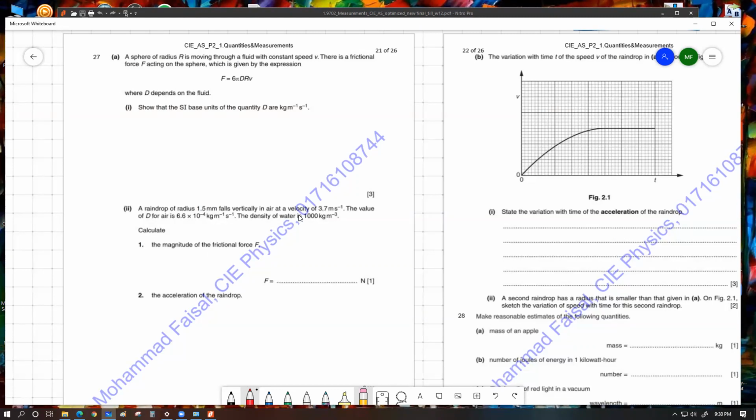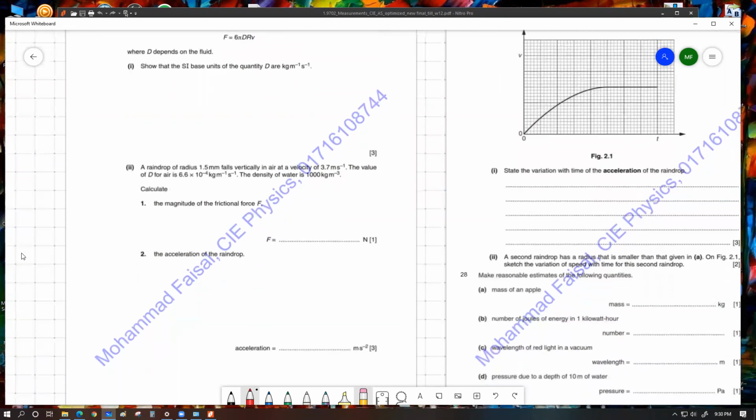Acha. So we are given all the different values. We are given the R, we are given the D, we are given the V, 6 pi is a constant. You just place all the numbers in a calculator and write that answer over here. You don't have to show the calculation, this is pretty easy. Then the question says, what is the acceleration of the raindrop?